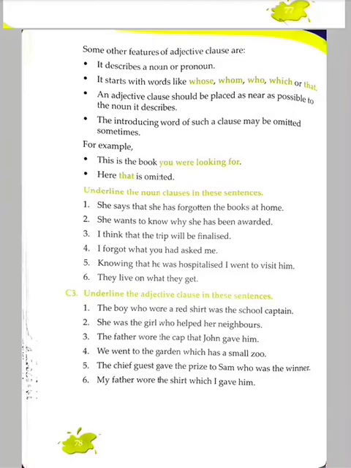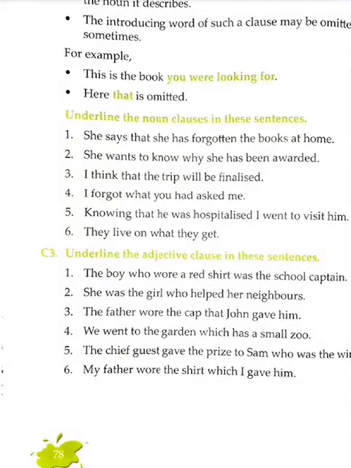Underline the adjective clauses in these sentences. The boy who wore a red shirt. Now, "who wore a red shirt" is describing the boy. How is the boy? Who wore a red shirt. So this is an adjective clause. She was the girl who helped her neighbors. "Who helped her neighbors" is said for the girl, describing the girl. So "who helped her neighbors" is an adjective clause.